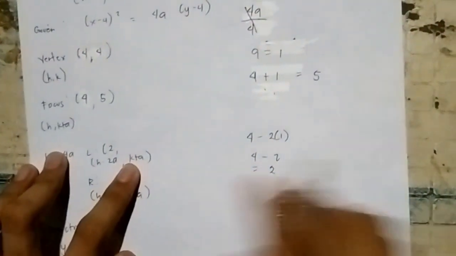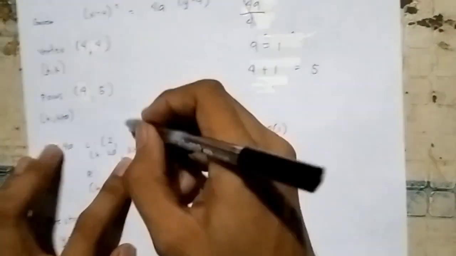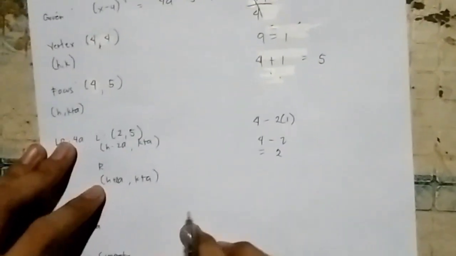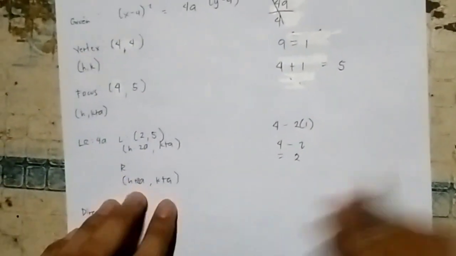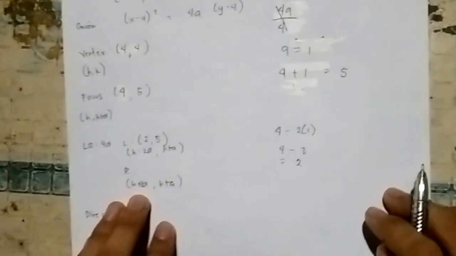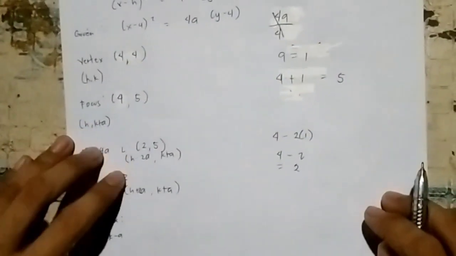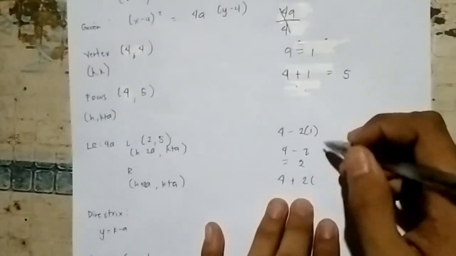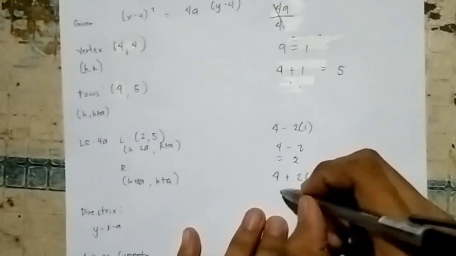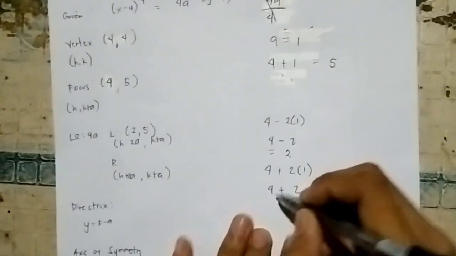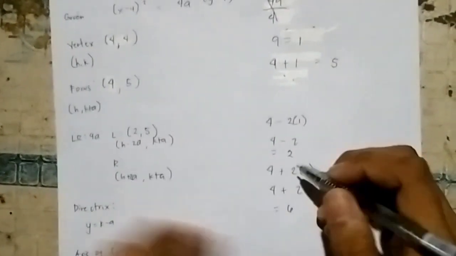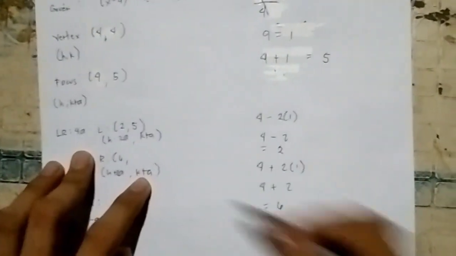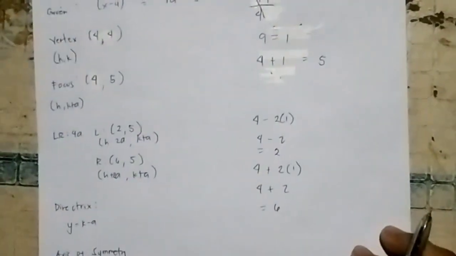Yung k plus a natin, nakuha na natin kanina, ito, yung 5. Kabit lang natin din siya. Sunod naman yung r natin, h plus 2a and k plus a. So, baliktad lang siya. Kung kanina minus natin si h kay 2a, ngayon i-add naman natin sila. So, 4 plus 2 times the value of a, 1. 4 plus 2 times 1 equals 2. 4 plus 2 is equals to 6. So, yung value ni h plus 2a natin is 6. At yung k plus a natin, again, 5. Then, nakuha na natin ang ating latus rectum.